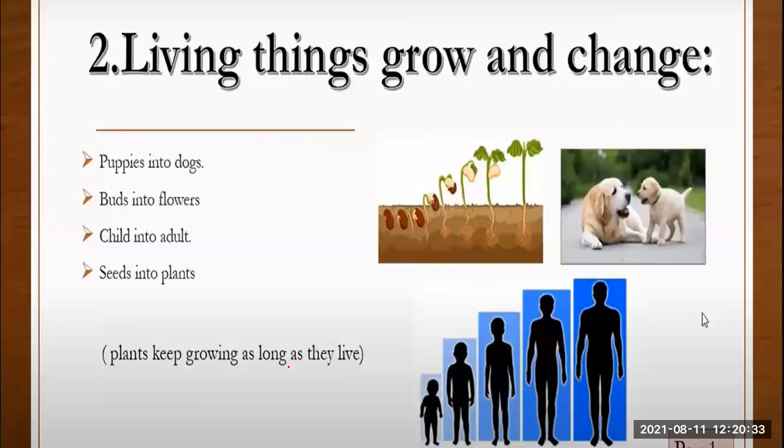That does not mean that they reach an extraordinary height. No, their leaves will shed off and new leaves will come. Their flowers and fruits will shed off, and there would be new flowers, new vegetables and fruits, right? So plants will keep on growing as long as they live, and animals will stop growing at a certain age.